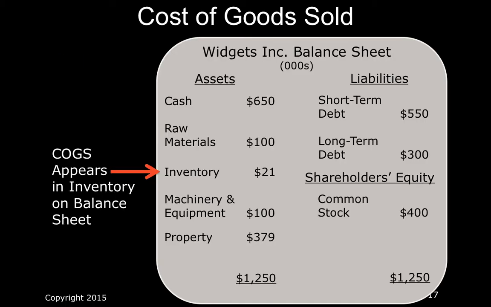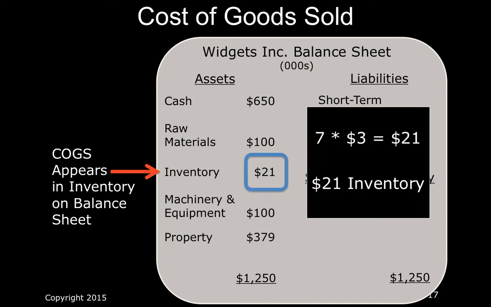COGS appears on the balance sheet as inventory. At the end of year 1, the company had created $21 of inventory. It had not sold any inventory, so the inventory entry is $21. As the company creates new goods, inventory will increase. As it sells goods, inventory will decline.